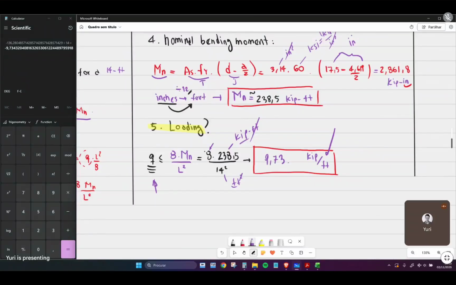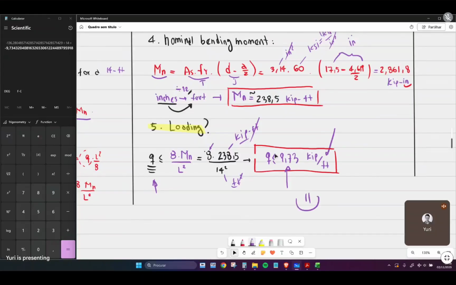So this would be the maximum amount of load that this beam would be able to support. So imagine that you're assessing an old house or a garage, and you want to know if your garage will support the weight of the cars, for example. So that's the way you can do it.